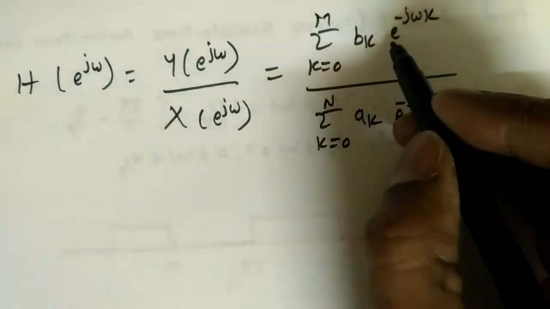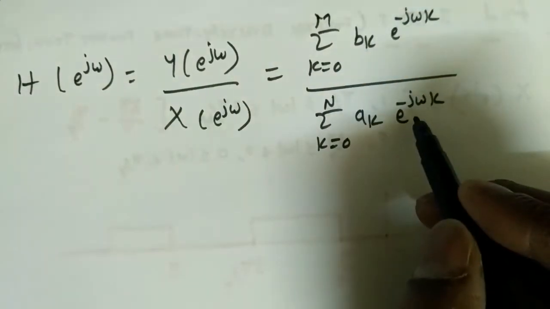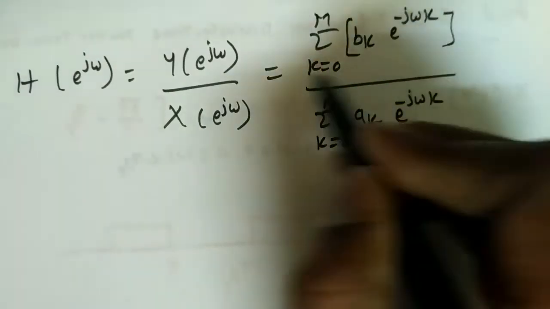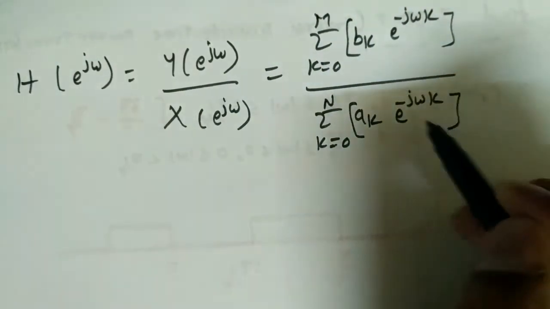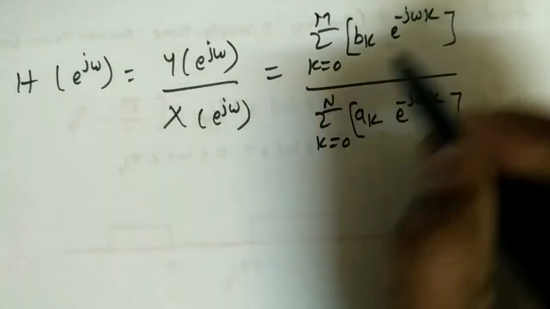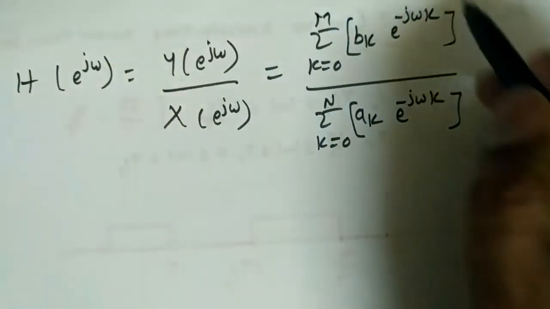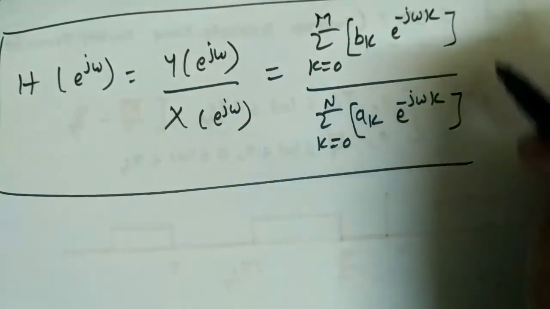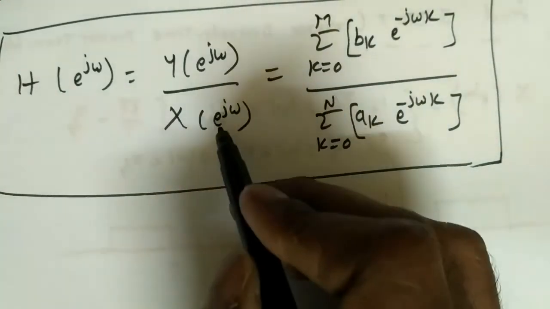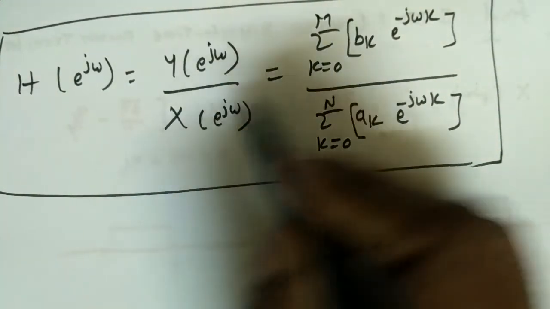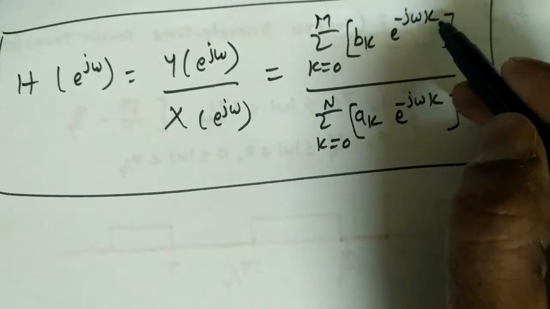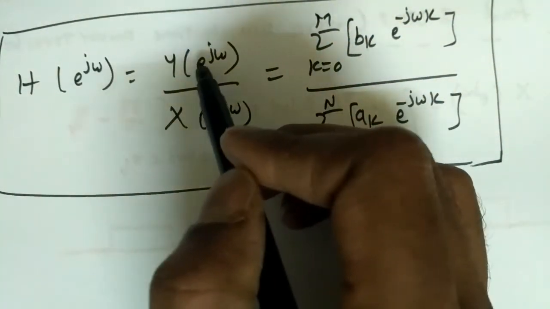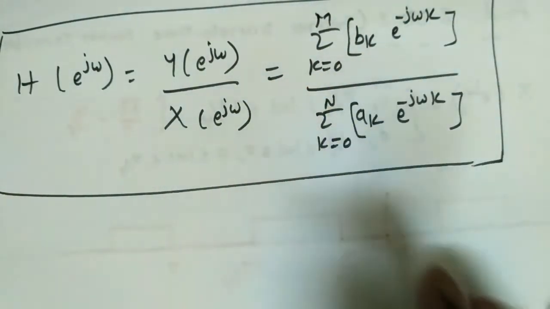Now we may think e power minus j omega k in the numerator and denominator can cancel. No, this is inside the summation, and this is also inside the summation, and k varies from 0 to n in one and from 0 to m in the other, so we cannot cancel. This is the frequency response of the system. That is, the constants of the input will come in the numerator, and the constants for the output, the y of e power j omega side, will come in the denominator.